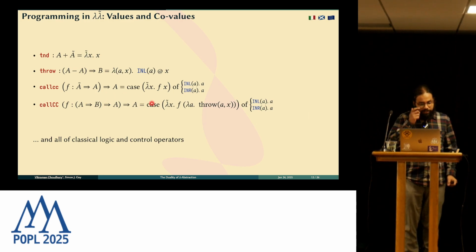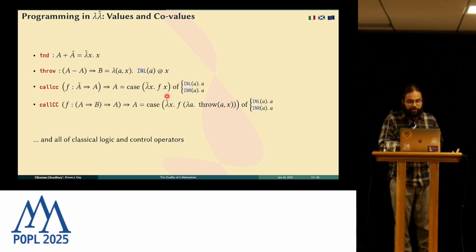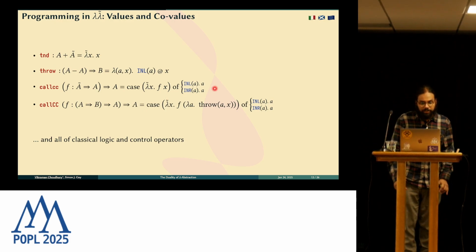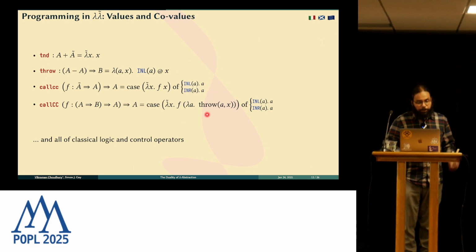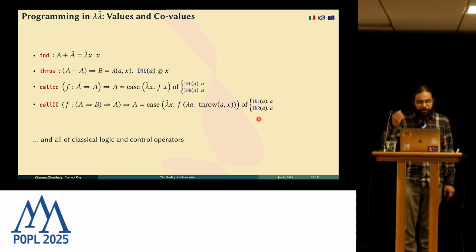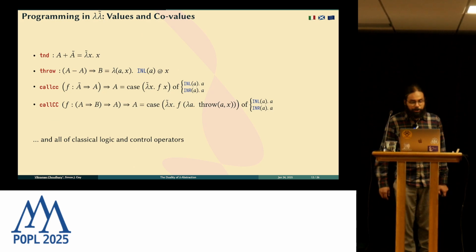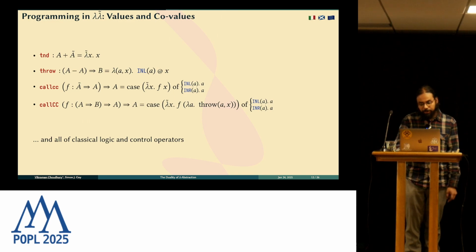argument f of type A dual to A and gives you an A. So you can derive call CC by writing lambda bar x dot f of x, which gives you a plus a. And then you collapse both sides of the sum by doing a pattern match using case. Okay? If you want to prove Peirce's law, it's the same kind of thing. You always have to collapse both sides of the sum. And you can show that you can get all the axioms of a Boolean algebra and all the classical control operators using just these typing rules. Okay?